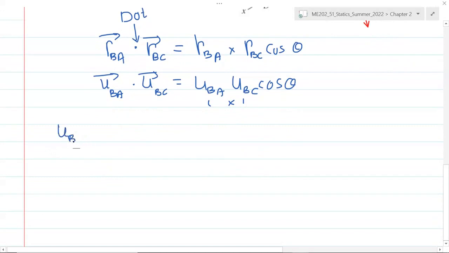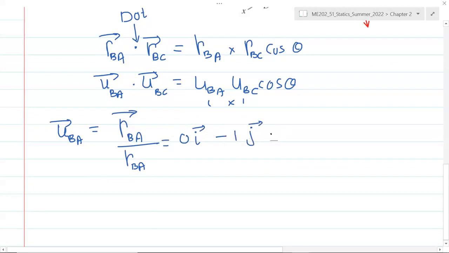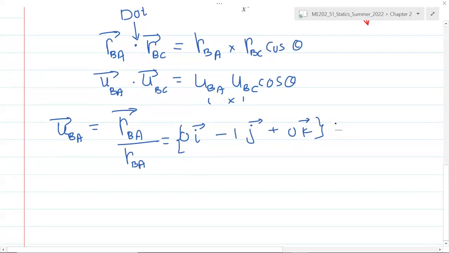So for u_BA, we can calculate it by dividing the position vector going from BA by its magnitude. And that is 0i minus 1j plus 0k. Okay, and since this is the unit vector, it does not have any unit.